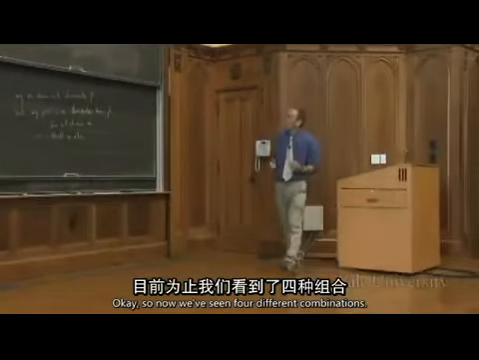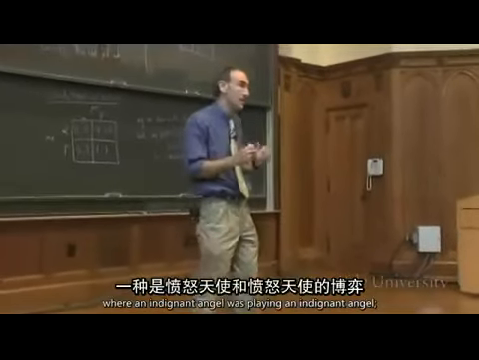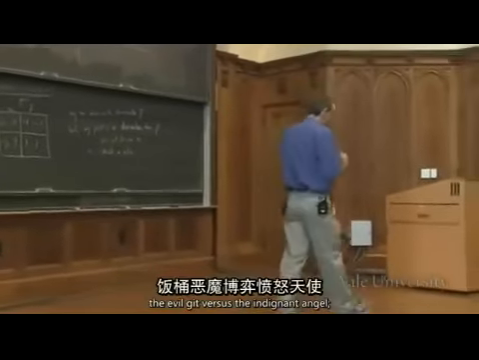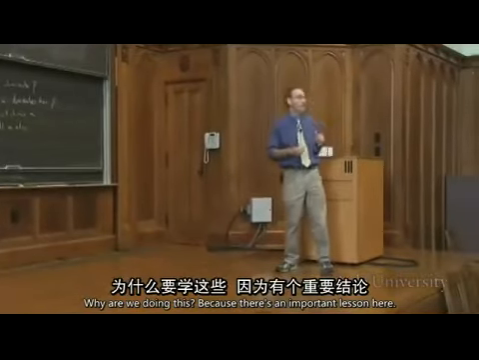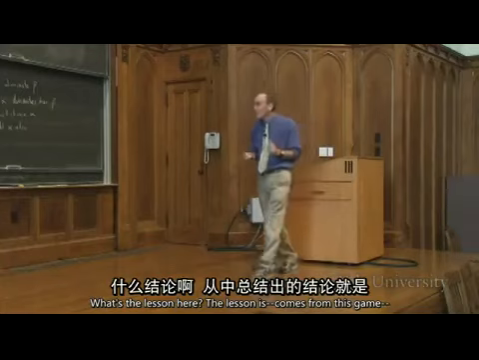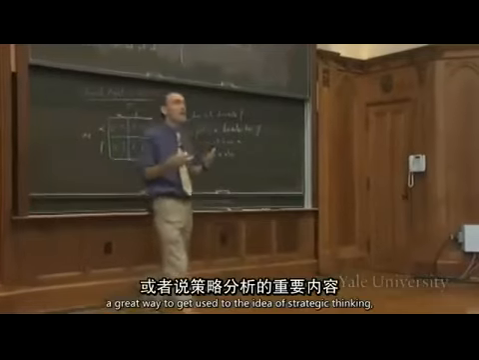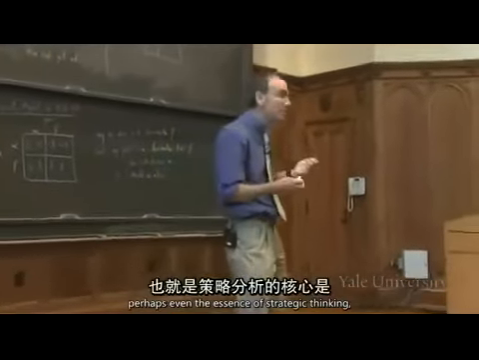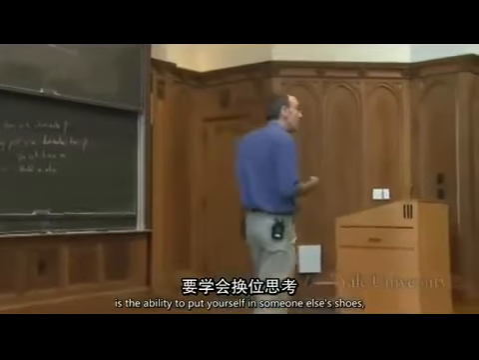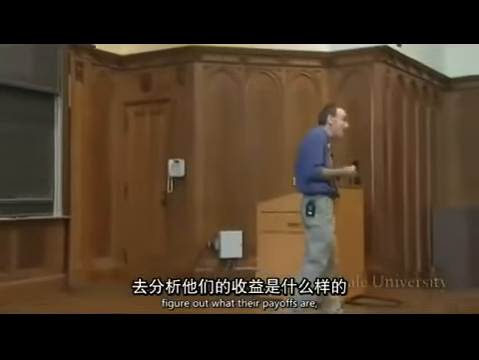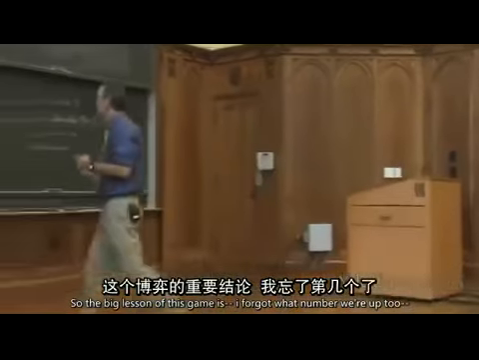Okay, so now we've seen 4 different combinations. We've seen a case where an evil git was playing an evil git, where an indignant angel was playing an indignant angel, and we've seen both the flips of those, the evil git versus the indignant angel, and the indignant angel against the evil git. Why are we doing this? Because there's an important lesson here. A great way to get used to the idea of strategic thinking, perhaps even the essence of strategic thinking, is the ability to put yourself in someone else's shoes, figure out what their payoffs are, and try and figure out what they're going to do.